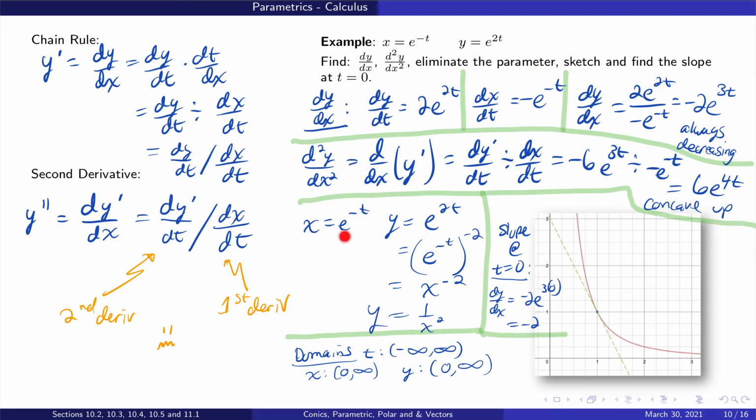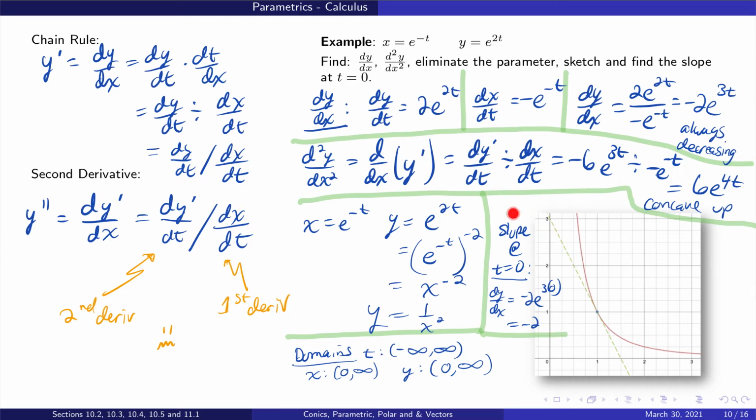Eliminating the parameter, since I see e^(-t), I'm going to attempt to substitute that in here. I'm going to take e^(2t) and rewrite it as e^(-t) raised to the negative 2. e^(-t) is x, so I've got x^(-2), which is the same thing as 1 over x squared. To find the domains, t can be anything. Both of these functions are exponential functions, so their output can only be positive. So both x and y will only have positive outputs. That makes sense and agrees with the shape of y equals 1 over x squared. Both the x and y values remain in the first quadrant only.